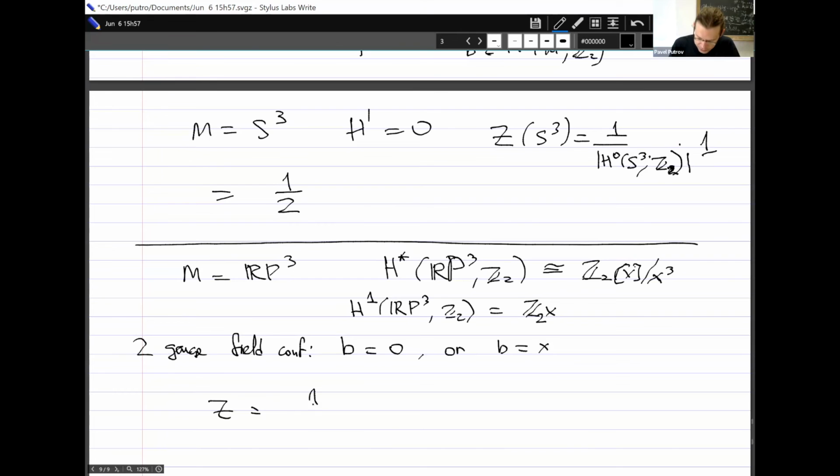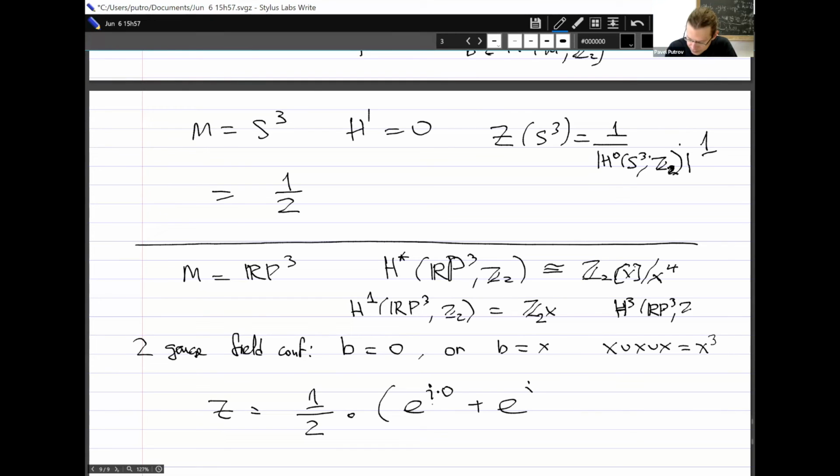So the partition function is 1 over this normalization factor, which is 1 over 2, as we figured out, times the sum of e to the i S. When B is 0, S is of course 0 automatically. And then, since we have X cup X cup X, well, sorry, here it should be X4, it's like this, X3, and H3 is generated by this X cube.